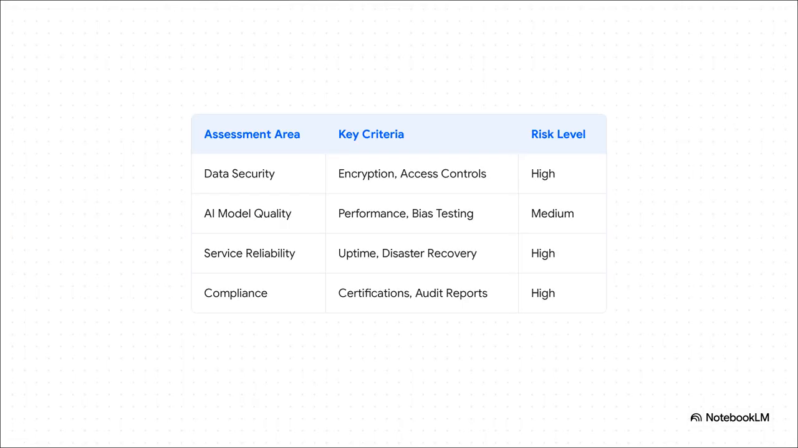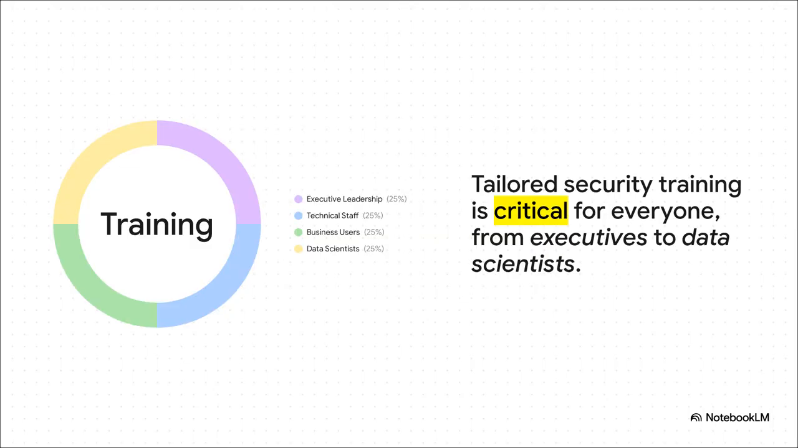Then we got real about the fact that you're not going to build every AI tool yourself. So we equipped you with a vendor risk assessment framework. Basically, a checklist to make sure that when you partner with a third party, you're not accidentally bringing their security problems into your house.